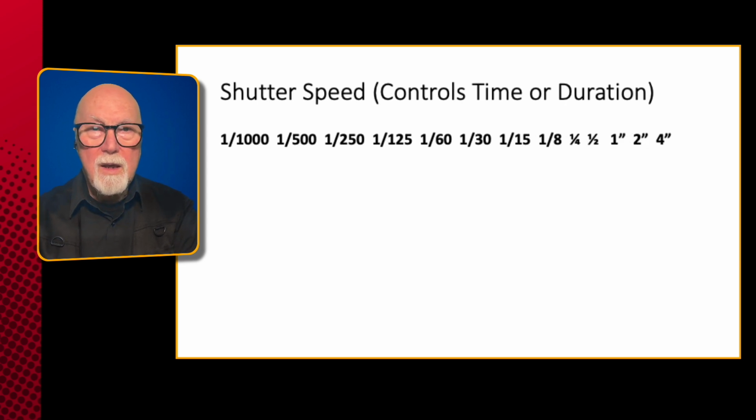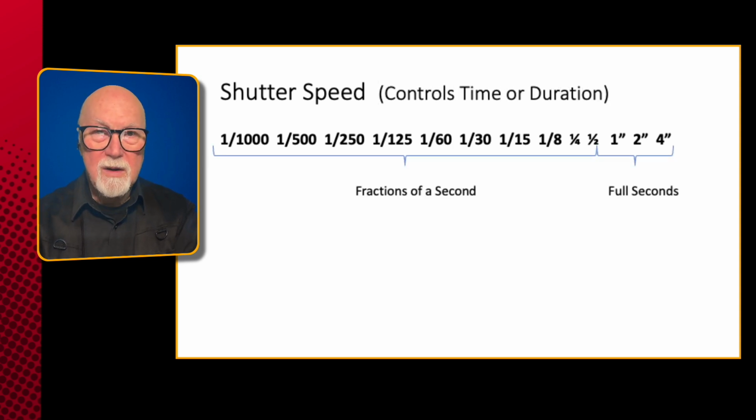Okay, here is a lineup of shutter speeds. I started at 1,000th of a second all the way down to 4 seconds. The first group are all fractions. The last group are full seconds. These are denoted by the inch mark. So once you hit the inch mark, you know you are into whole numbers and whole seconds.